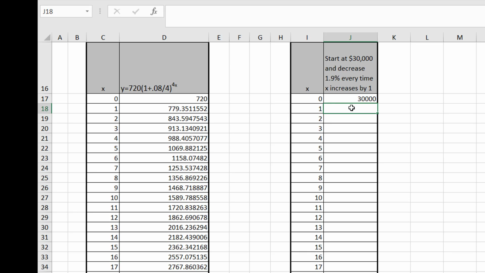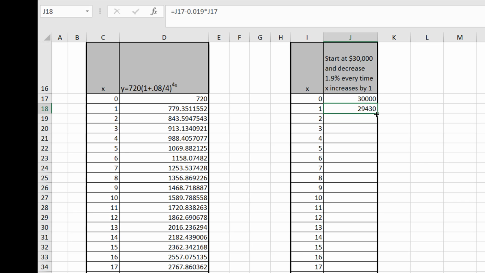So this next cell down should equal, remember, start with equal. It should equal the cell above it. So I click the cell above it, and then I want it to go down by 1.9%. So it equals that 30,000 value minus 1.9% of that value. So I subtract 0.019 times that value. So it takes the cell above it, 30,000, minus 1.9% of 30,000.